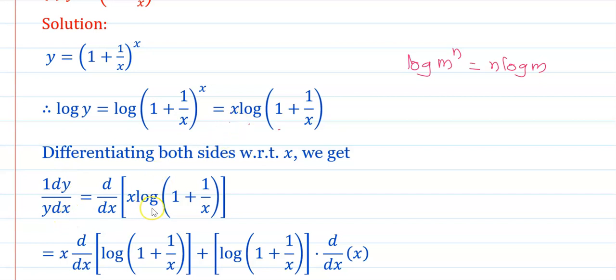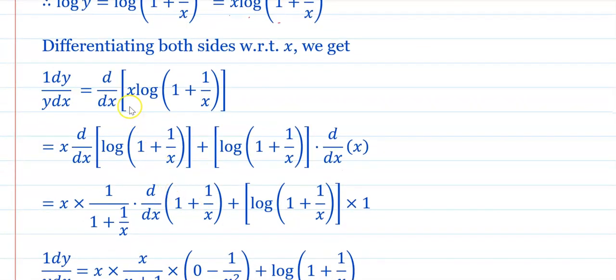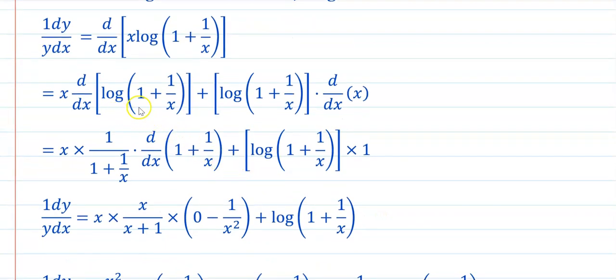d/dx of x into log of (1 + 1/x). Here we will apply the product rule. That is, x into d/dx of log of (1 + 1/x), plus log of (1 + 1/x) into d/dx of x. Derivative of x is 1, and the derivative of log of (1 + 1/x) is 1 upon (1 + 1/x) into d/dx of (1 + 1/x).